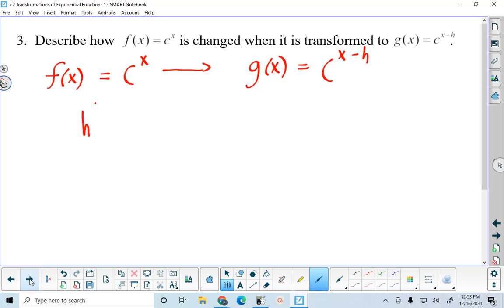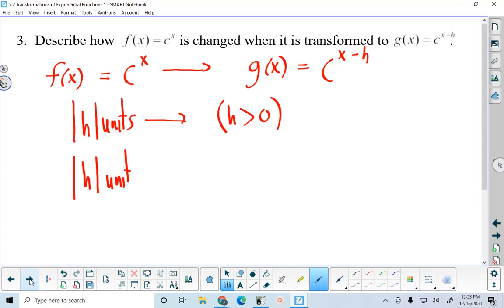Well, it shifts h units to the right if h is a positive number, and it shifts, that's an absolute value symbol, h units to the left if h is negative. And I really, again, I'm giving you a chance to write this down, but I believe that I could probably remove these 4 questions from the lesson and just expect that you know it. But because they're different functions than we're used to, we're actually going through this.